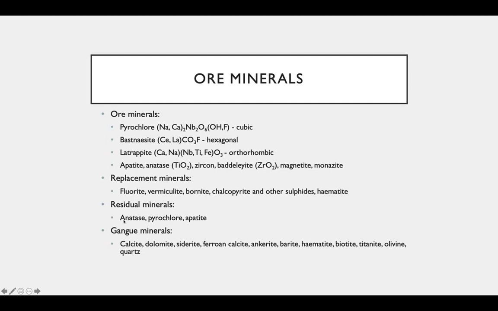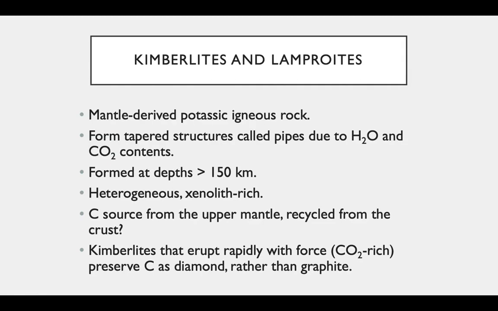And then we get residual minerals: anatase, pyrochlore, and apatite. And we have a series of gangue minerals, which are mostly carbonate. So calcite, dolomite, siderite, ankerite. We also might get some common rock-forming minerals: biotite, titanite, olivine, and quartz. So a very weird, but increasingly important style of ore deposit.